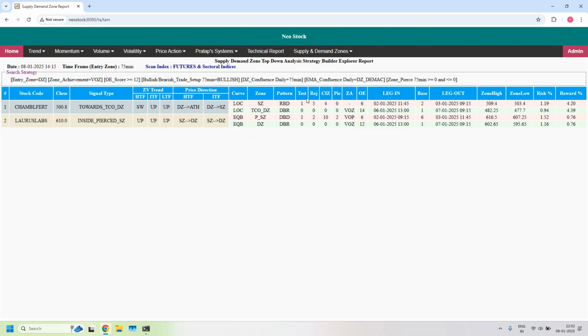Yesterday, one of these zones was not tested. Today, it got a test. Probably Chambalfet, if I am not wrong, please correct me. Okay. Next, let us look for LTF, ITF and HTF supply zone confluence.